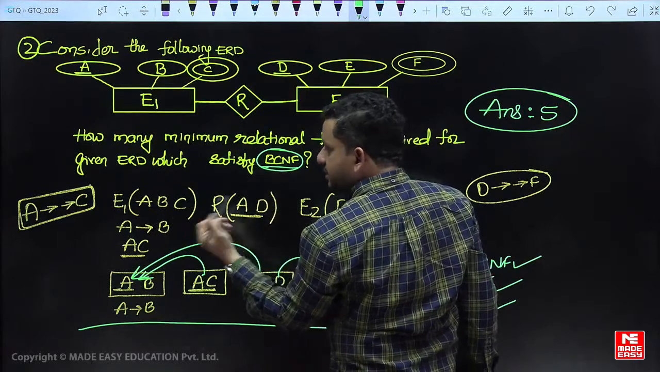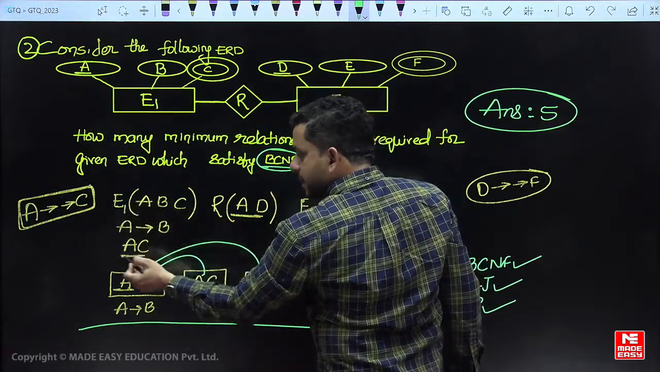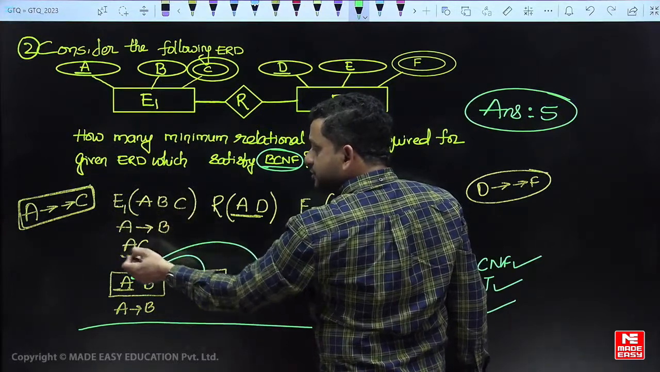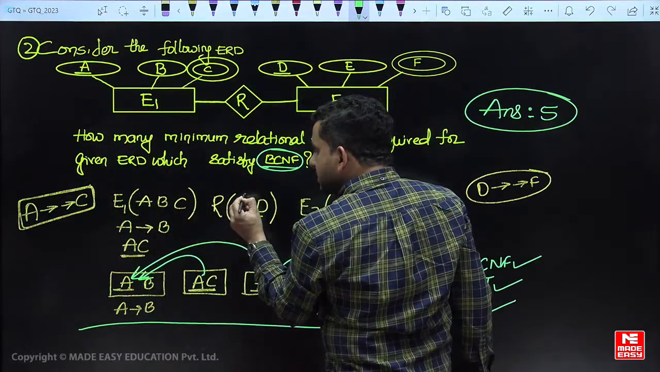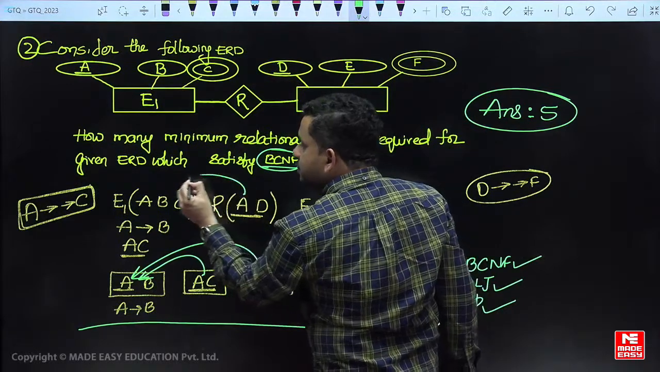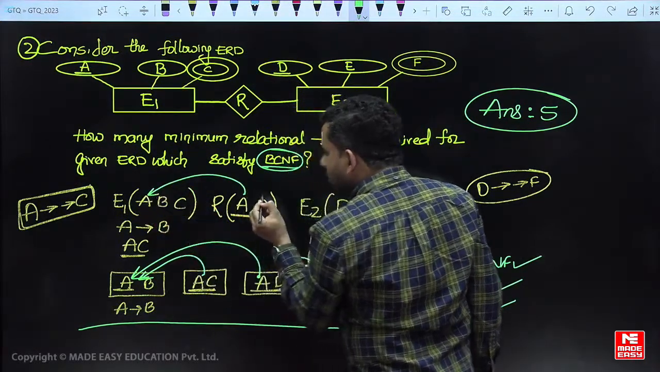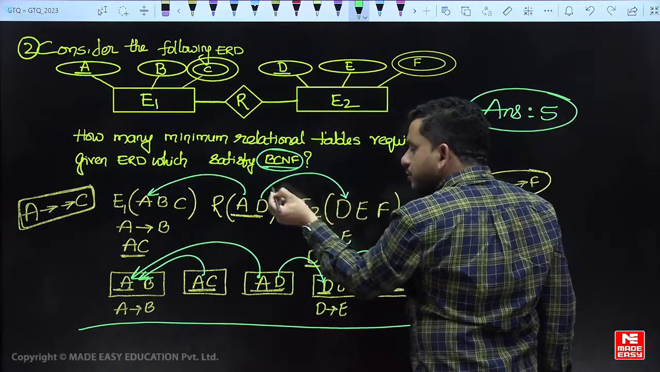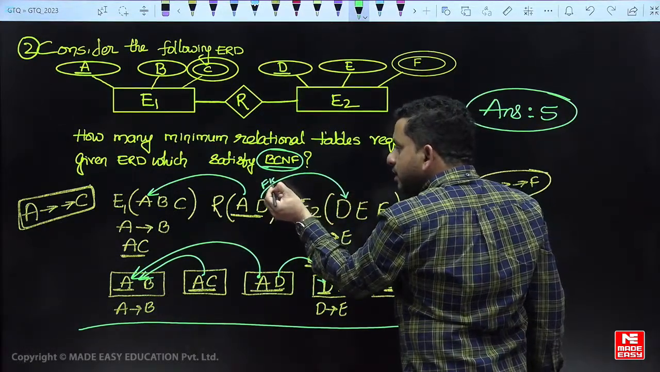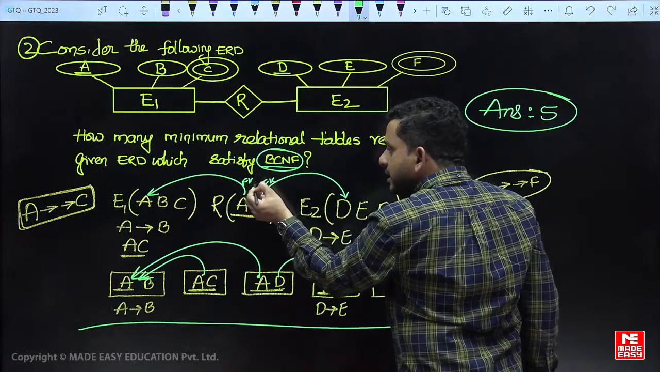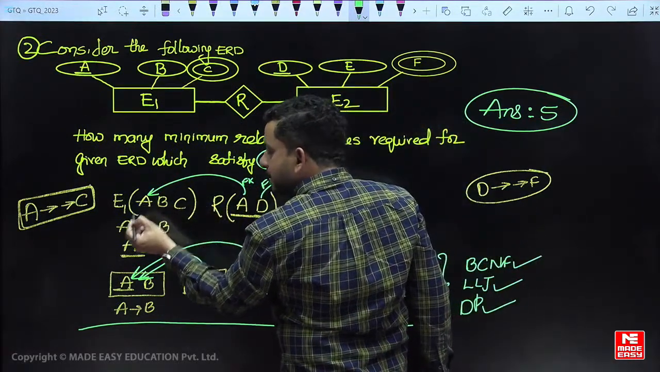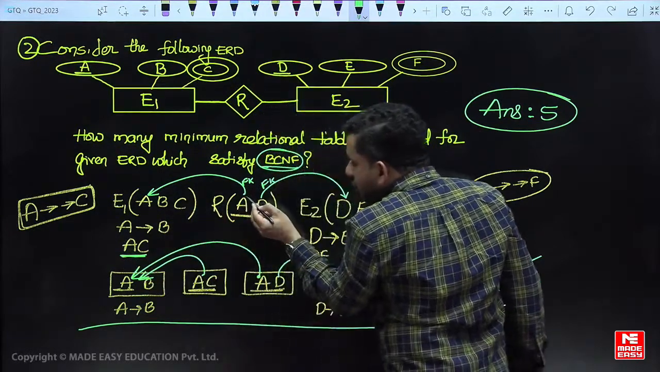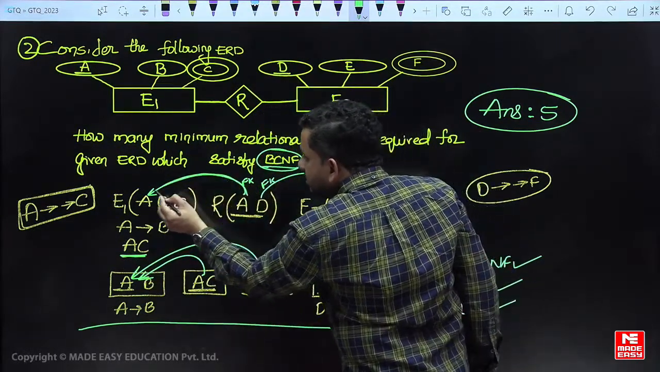The reason is that it satisfies 1NF, no problem for 1NF, but the problem is that this A should be a foreign key referring here, and D should be a foreign key referring here. To reference this foreign key, A must be a candidate key, but in this table AC is the candidate key. Because of the foreign key reference requirement, the decomposition is needed.